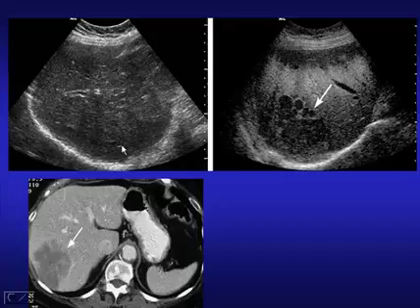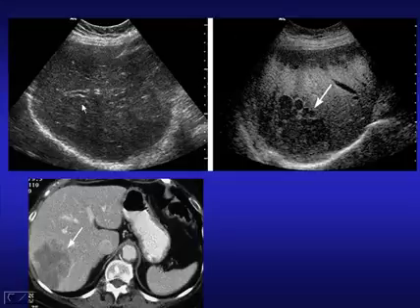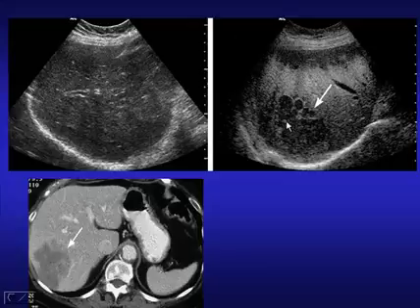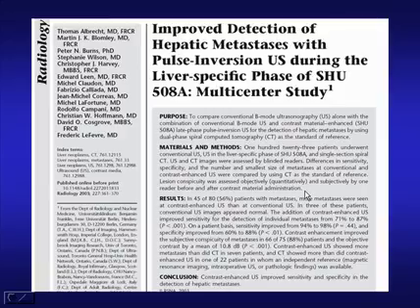If you look at the basic B-mode image, those of you who are experienced in ultrasound will recognize that there's obviously an abnormality there, but the clarity of definition of that mass is dramatically better with the contrast ultrasound.